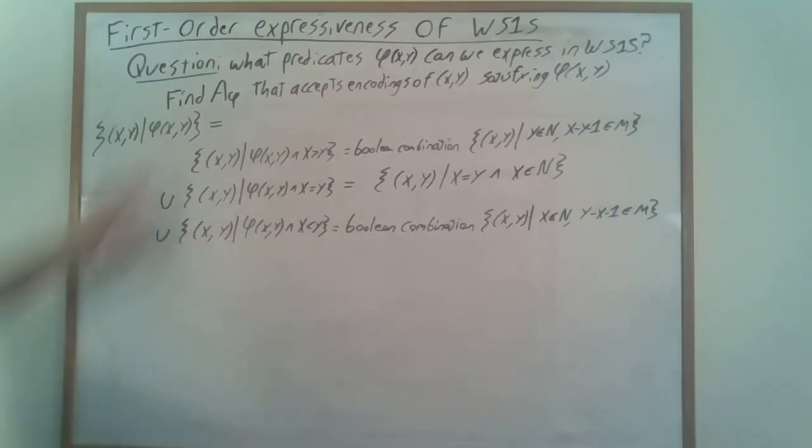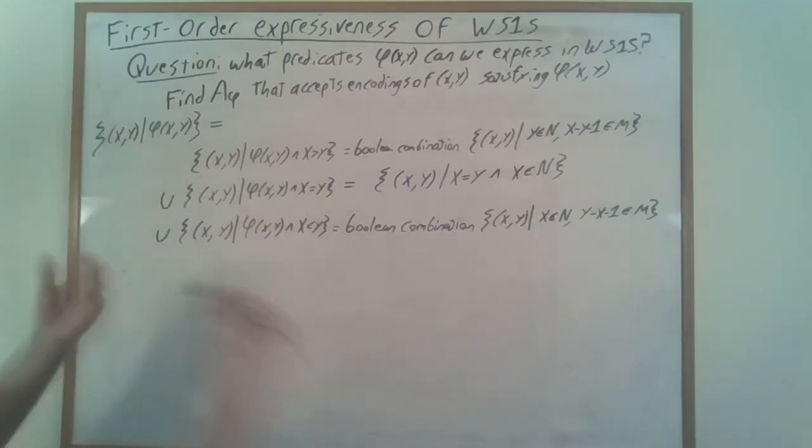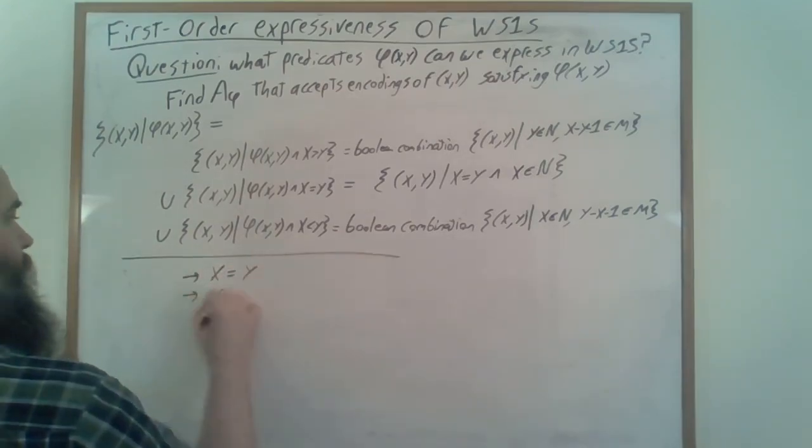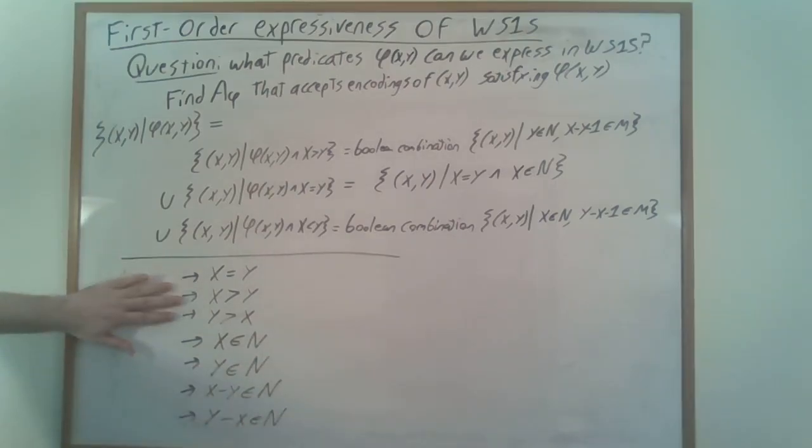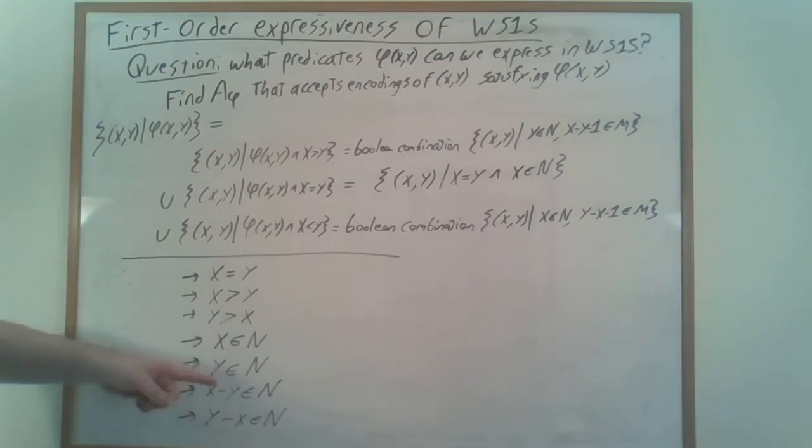So all in all, phi of x y is just going to be some Boolean combination of assertions about how x and y compare to each other, and assertions about x and y potentially falling into certain eventually periodic sets, and assertions about their difference falling into various eventually periodic sets. And that's it. Phi of x y has to be equivalent to some Boolean combination of these.